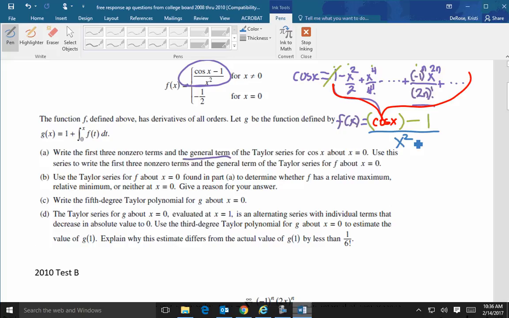I look at the cosine, I just subtract 1 off, and then everything gets divided through by x squared. Do you think you could write the first three non-zero terms and the general term? Can you try? So start writing out what you see and then write the pattern.